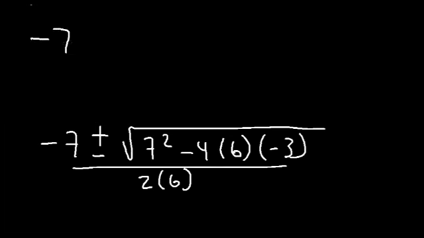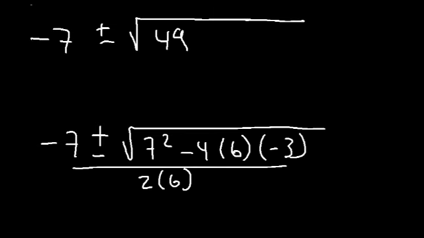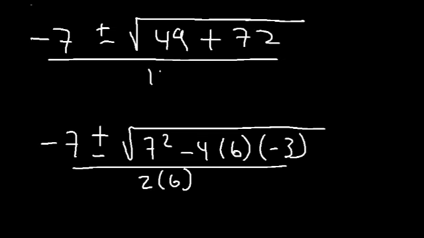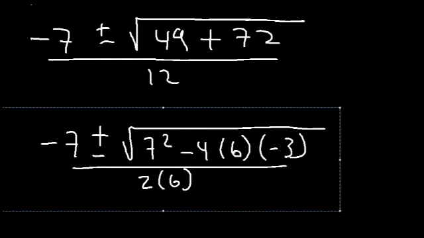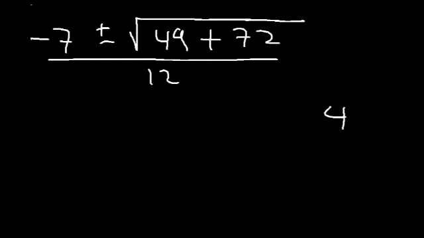7 squared is 49, and 6 times 4 is 24. 24 times 3. 20 times 3 is 60. 4 times 3 is 12. 60 and 12 is 72. So 24 times 3 is 72. And there's two negative signs, so it's going to be positive 72. 2 times 6 is 12. So now what's 49 plus 72? So if we do it by hand, 2 plus 9 is 11. Carry over the 1. 4 and 1 is 5 plus 7. That's 12. So we have 121 inside the radical.